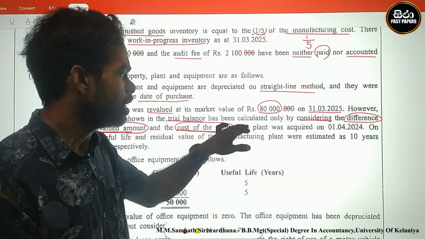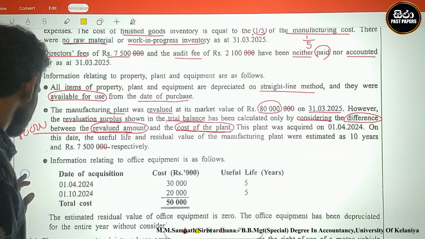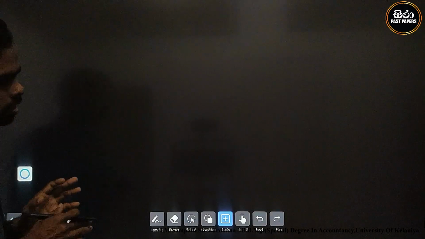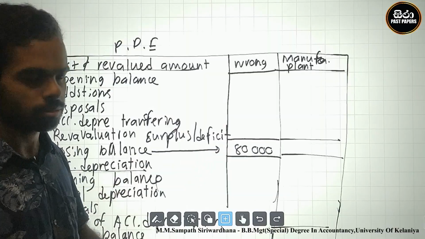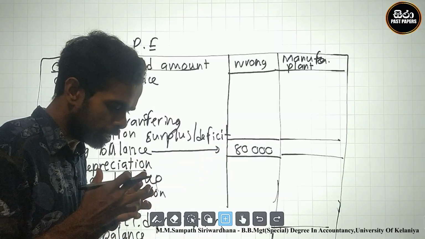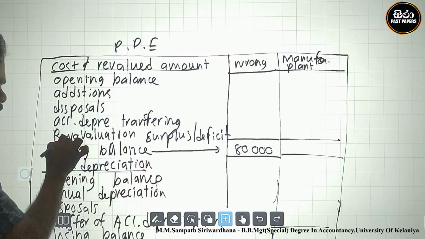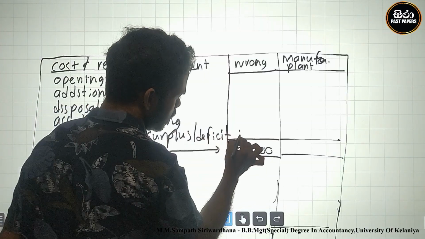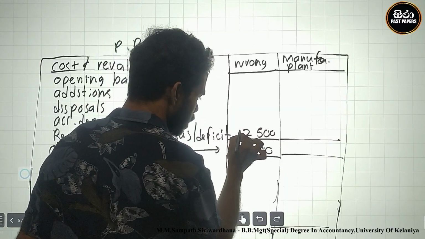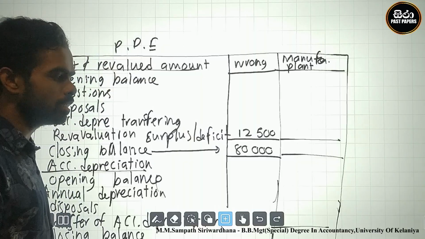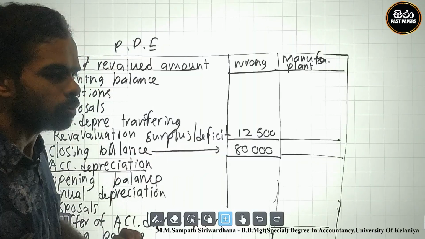Okay, next one, this plant was acquired on 1st April 2024. Look here, they already calculated the revalued amount, 80,000. What is the result of the revaluation? They already calculated it. This is wrong. Revaluation surplus, they identified 12,500. How did they calculate this 12,500? The gap between the closing revalued amount and cost.